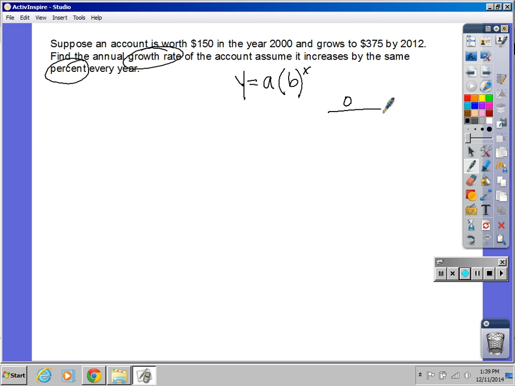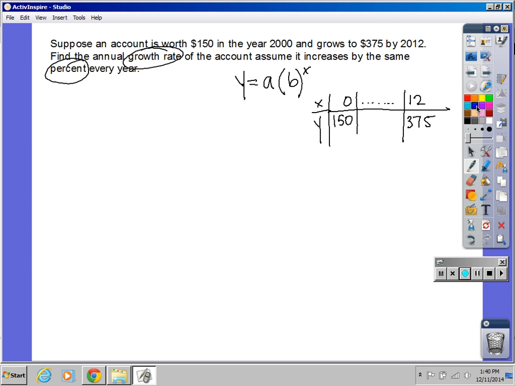So in year 0, we're going to call 2000 year 0. It's worth $150. Then we have all these years in between until we get to year 12, where it's worth $375. Okay, and that's what we know. These are x and y values. Now many of you would probably take out your calculator if you have one at home, and you would use your stat and your exponential regression to solve that. And that's okay. But remember, there are also algebraic ways to do it, and that's what we're going to do now.